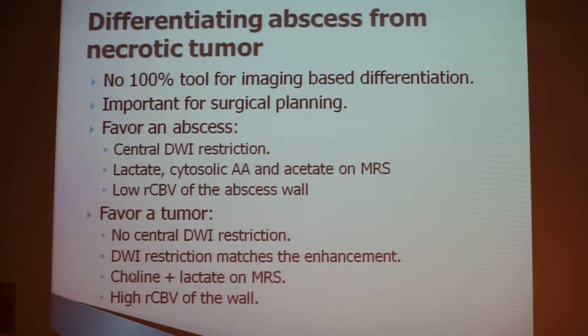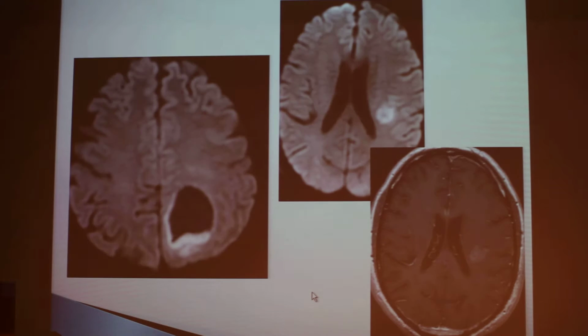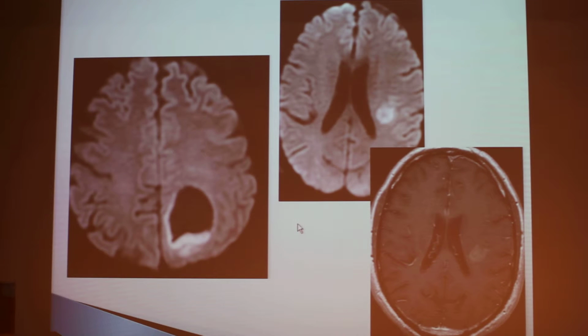Also, if you see choline in addition to lactate on MRS, and of course high rCBV in the wall of the tumor. And those are two examples of GBM. This one has a peripheral diffusion restriction because of the high cellularity of the tumor, and the central area does not have diffusion restriction. So this is not a pattern of an abscess.